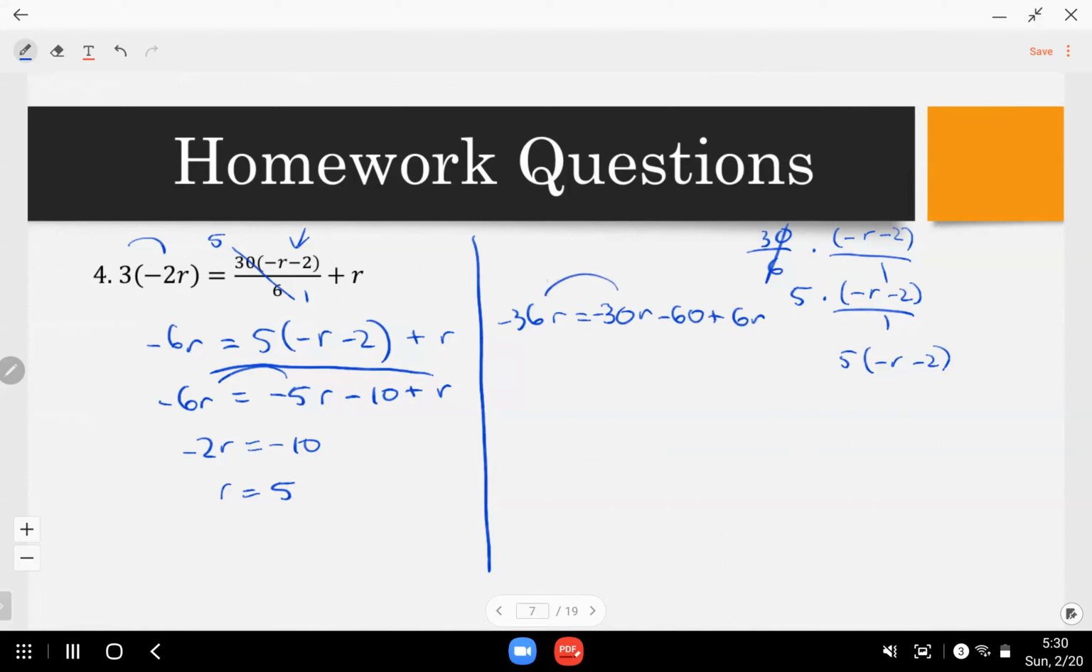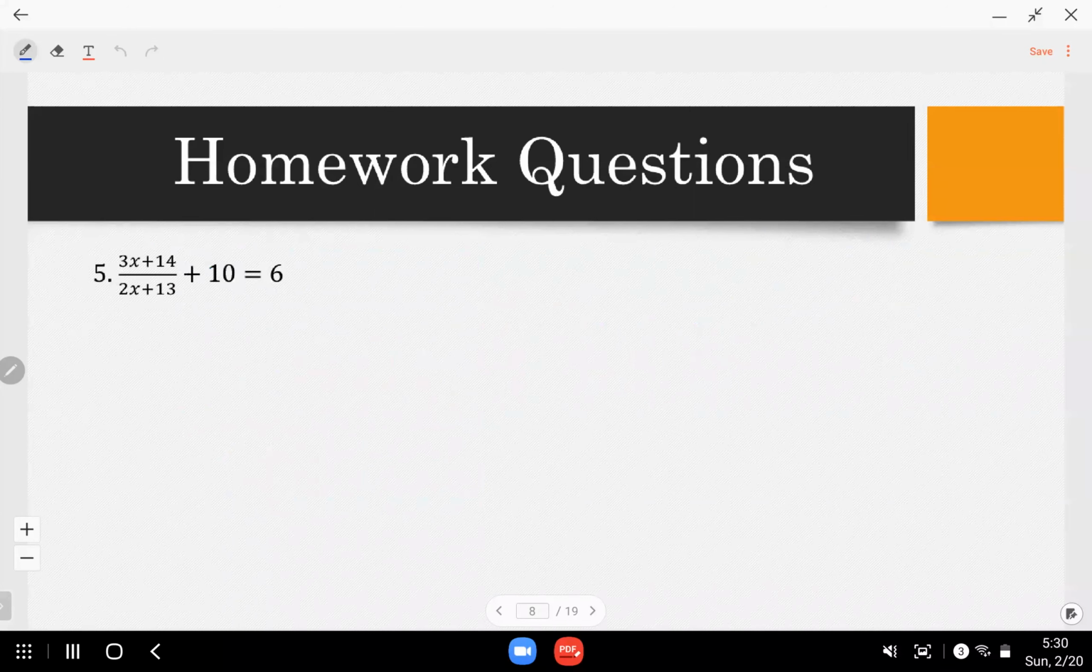Then you move it to this side. Plus 30 is negative 6r minus 6r. Same answer. So you could also multiply by 6, but it must have been a computational mistake somewhere. So no worries. Now that I've told you how to do it, should be fine. Right, so let's look at this.